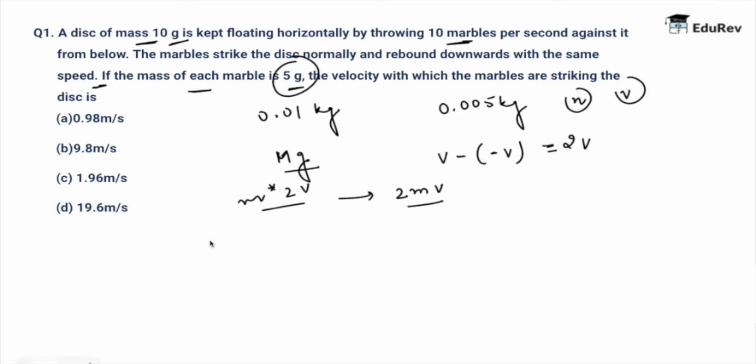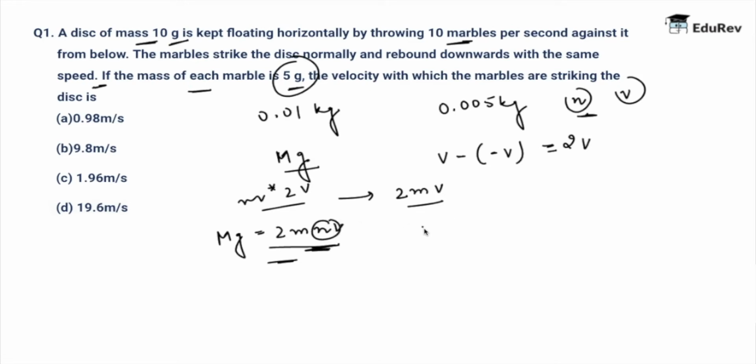The disc will remain at rest if the net force acting on it is 0, provided it is initially at rest. Therefore, for the disc to remain at rest, the weight of the disc should be equal to the upward force that is applied on it. So if I want to write this in form of an equation, I'm going to write that Mg equals 2mnv. Correct? The weight of the disc should be equal to the upward force, as I said, and therefore I wrote that Mg should be equal to 2mnv. Where did this n come from? We actually said that n is the total number of marbles that is striking. So this is the total momentum that came out.